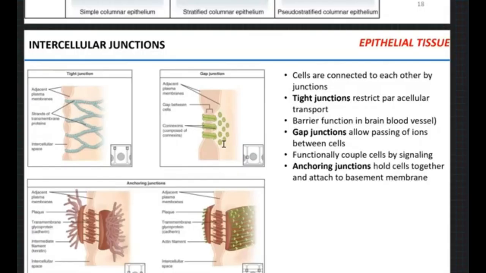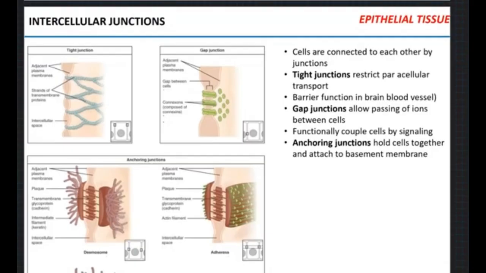So cells in the epithelium are linked to each other. I'm going to use that specific term, linked. They're linked to each other by junctions, and these junctions play different roles. The type of junctions that completely stands out are the gap junctions. The function of gap junctions is signaling.